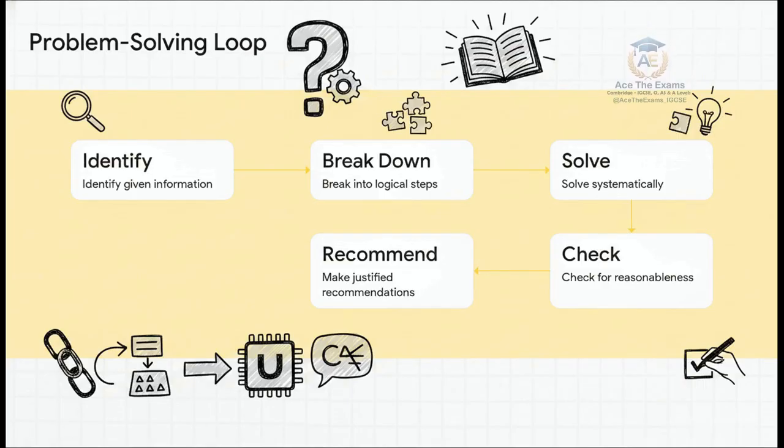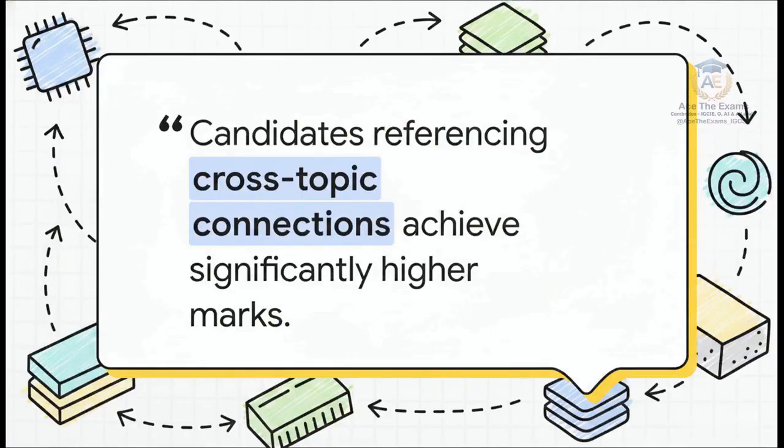Again, you can't just state that a linked list is good. You have to justify exactly why it's better than an array for this specific dynamic data scenario, using time and space complexity as your evidence. And this brings us to our ultimate secret weapon. I want you to read this quote directly from the Principal Examiner Reports. Principal Examiner Reports highlight that candidates referencing cross-topic connections achieve significantly higher marks. This right here is how you show true, undeniable mastery to the examiner.